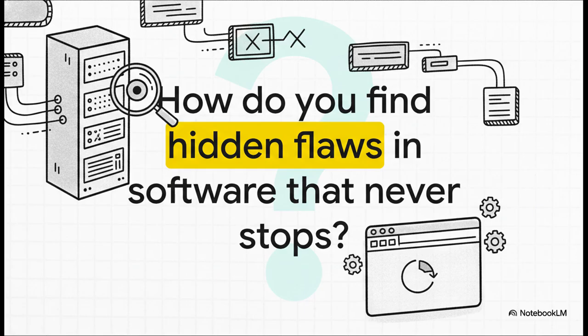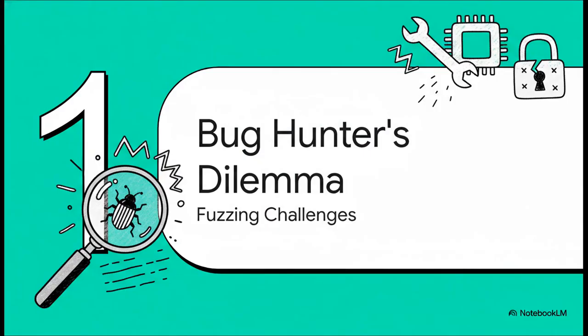How do you possibly test something that's designed to never turn off? I'm talking about the web servers that deliver your favorite sites, or even the browser you're using right this second. They're always on, always processing data. Finding one tiny weak spot in these massive, super complex systems is a pretty monumental task. And this right here, this is what we call the bug hunter's dilemma.